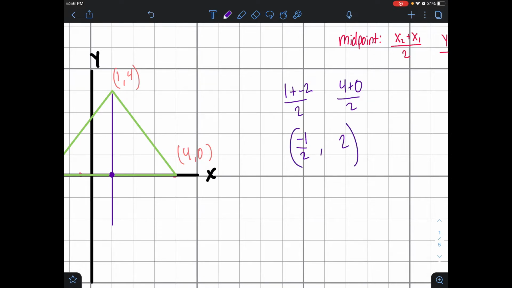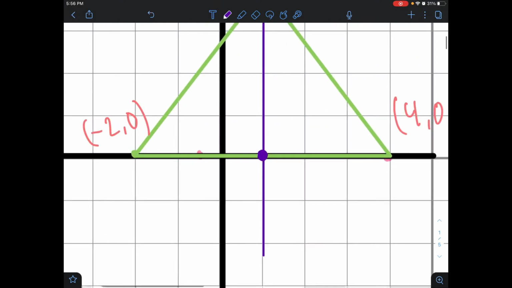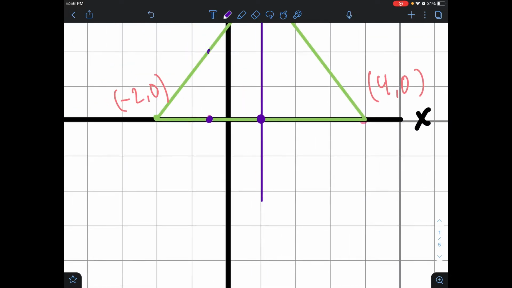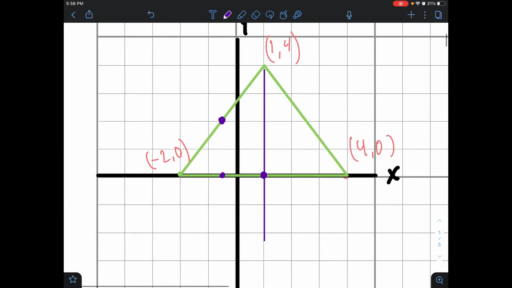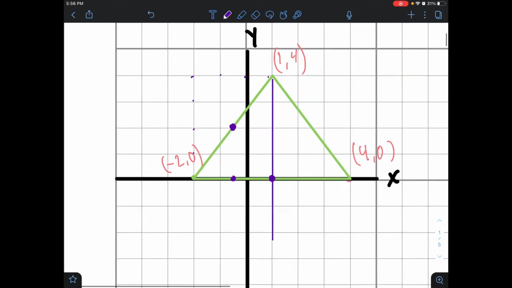So now this is our new point. So we're going to graph out this point. So we go back negative 1/2, and then up 2. 1, 2. So that is the midpoint of this line. Then the second step is to find the opposite slope. So basically, the first thing you have to do is find the slope of this line right here. So you go up 1, 2, 3, 4, and then over 1, 2, 3. So the slope of this is 4 over 3.